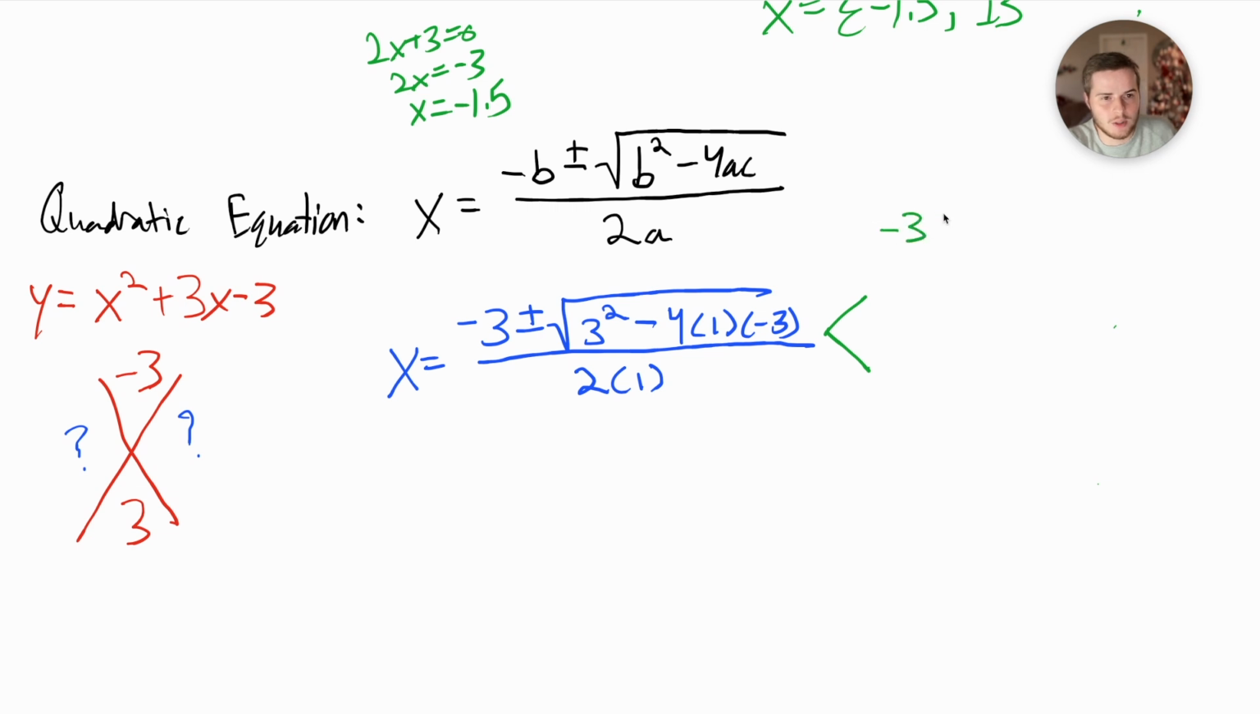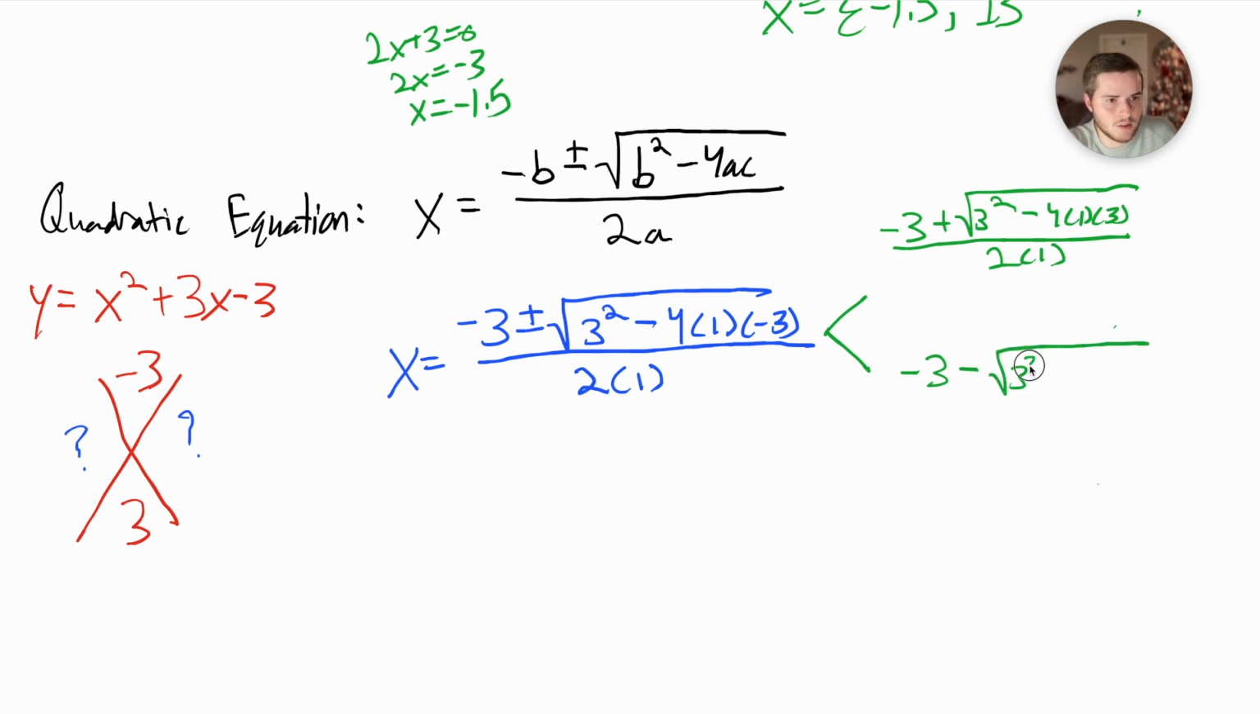So for this top one, you have 3 plus the square root of 3 squared minus 4 times 1 times 3, all over 2 times 1. And for this next one, you're going to have negative 3 minus the square root of 3 squared minus 4 times 1 times 3, all over 2 times 1.